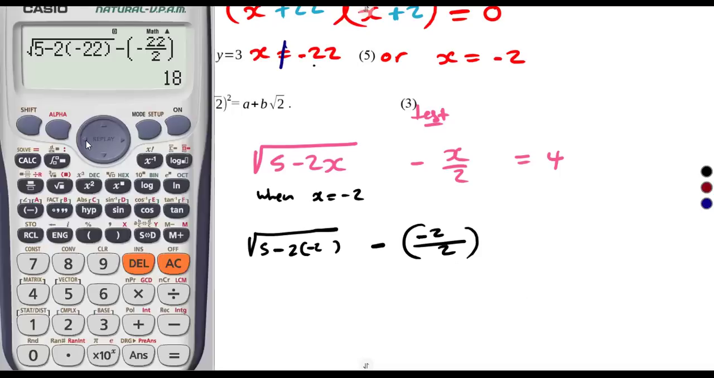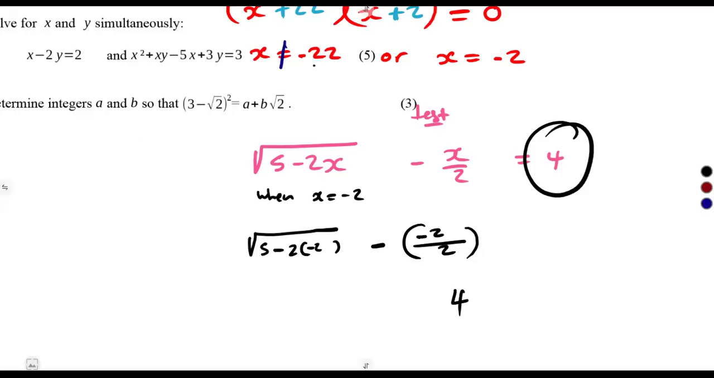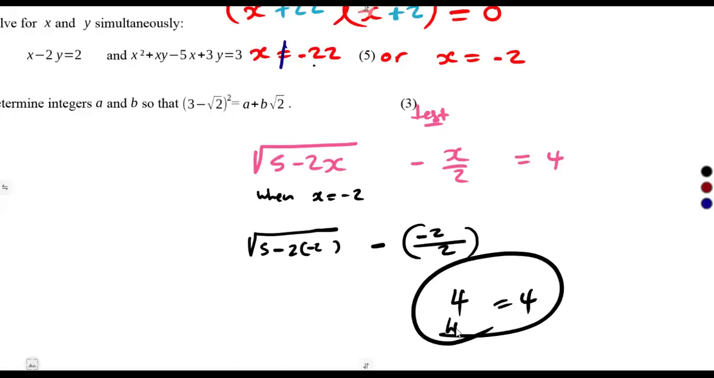Let's see what we are going to have. In place of x, let us put a minus 2. So let's put this one and remove this one. All right, so that's a 4. As you can see, you are obtaining a 4, exactly this one. 4 is equal to 4. The left-hand side and the right-hand side are the same. So x is equal to minus 2. So this is it, guys.